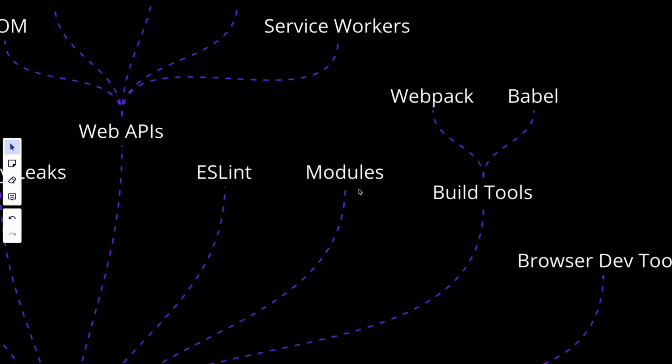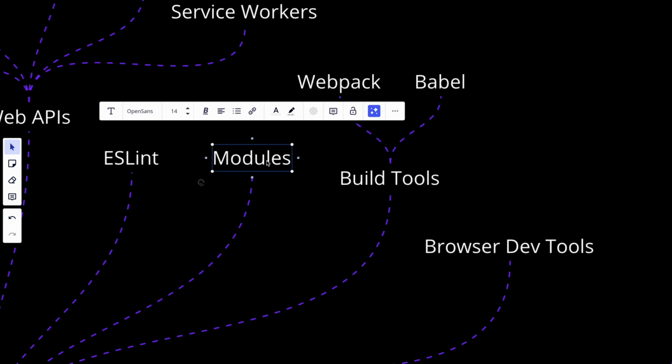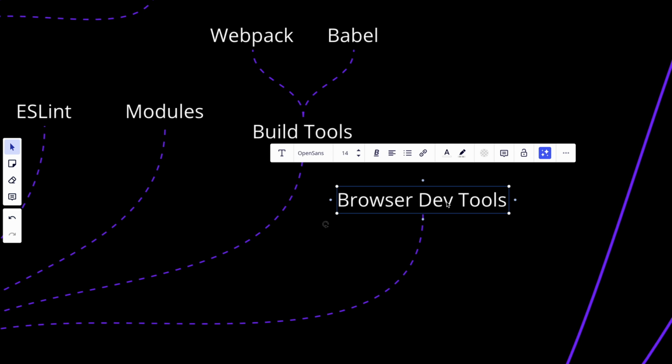You'll learn about build tools like Webpack or Babel. These help us bundle those modules into a single file and transpile new JavaScript syntax into a form that older browsers can also understand. And lastly, here we have the browser dev tools, which allow you to test and debug your JavaScript in real time, inspect elements, and analyze performance to optimize your web pages.